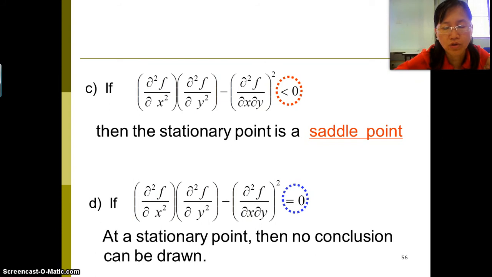Next, we are going to look at one example of how to determine whether a stationary point is a maximum, minimum, or saddle point.